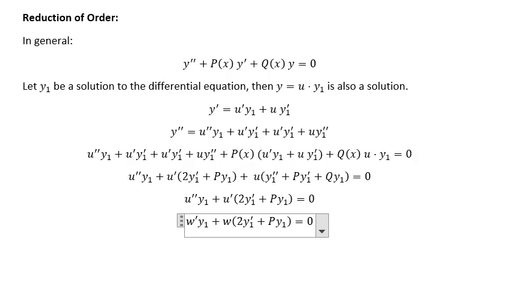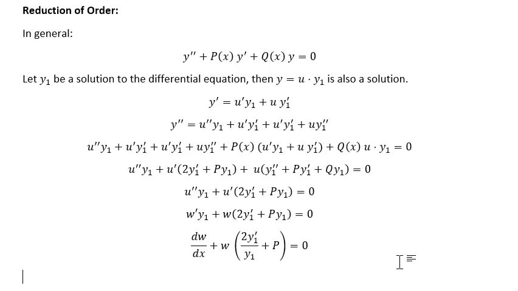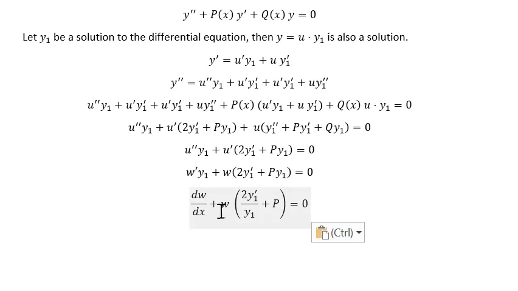We can start seeing the separable differential equation by first dividing by y1. So if we divide by y1, this will have a 2y prime 1 divided by y1, and this will have a p y1 divided by y1, and that will just leave us with p. And the other thing I did in this particular step is I rewrote w prime to be dw/dx, and that will help us perform the separation. So this is in fact a separable differential equation.